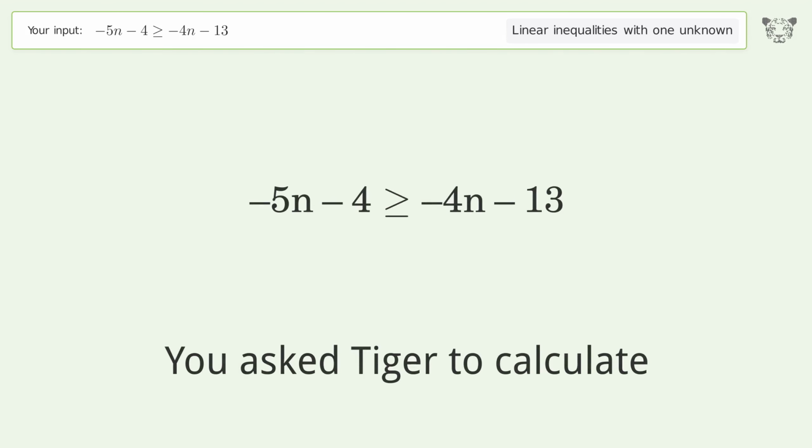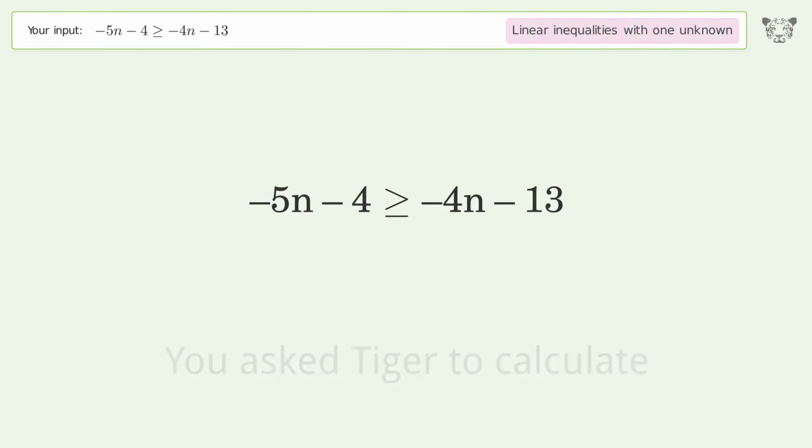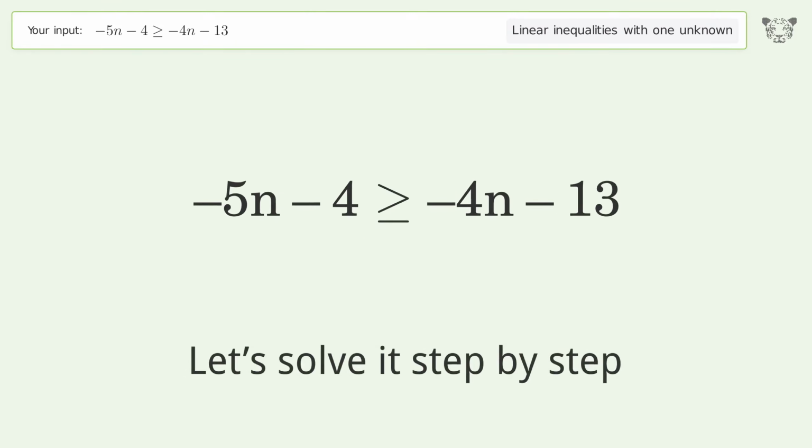You ask Tiger to calculate. This deals with linear inequalities with one unknown. The final result is n equal or smaller than 9. Let's solve it step by step.